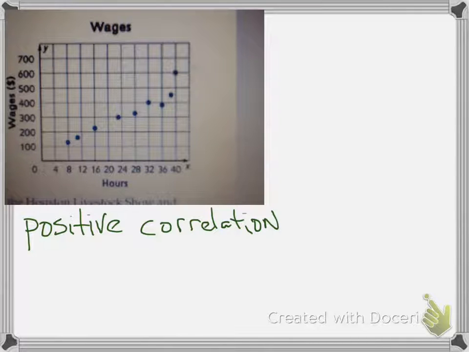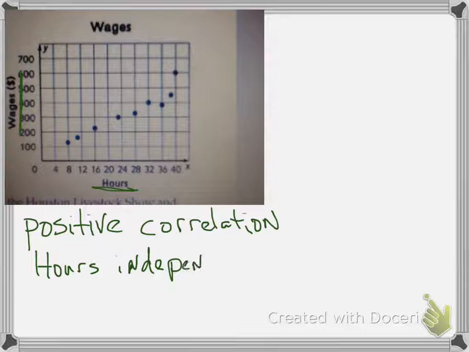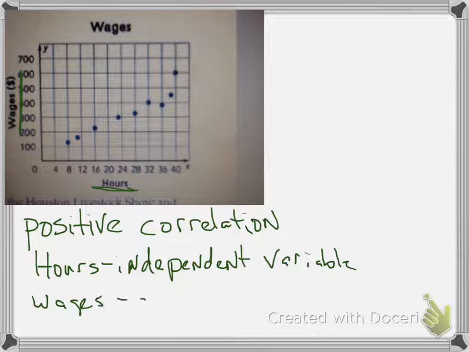Okay, now, the other part here is what's the relationship between the two things? Here are your wages, here are your hours. First off, you can see that the hours are your independent variable. So we're coming back to that idea. And your wages are the dependent variable.